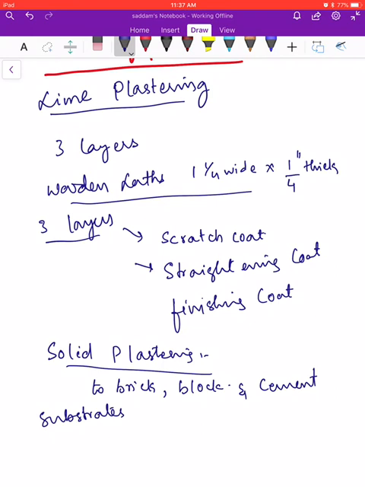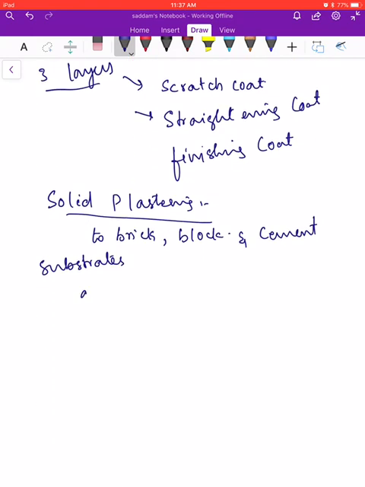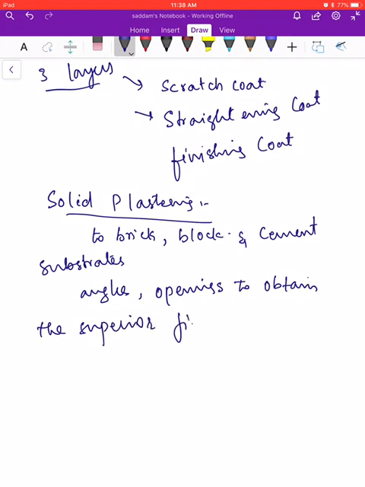We use contemporary or traditional plastering material, so that attention is given to angles, reveals and openings for a super finish. So contemporary plastering material is used for the angles and openings to obtain the superior finish. So this type of plastering is used.